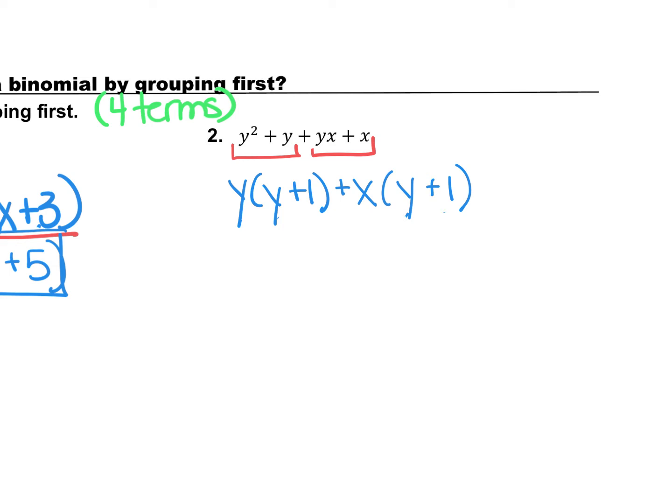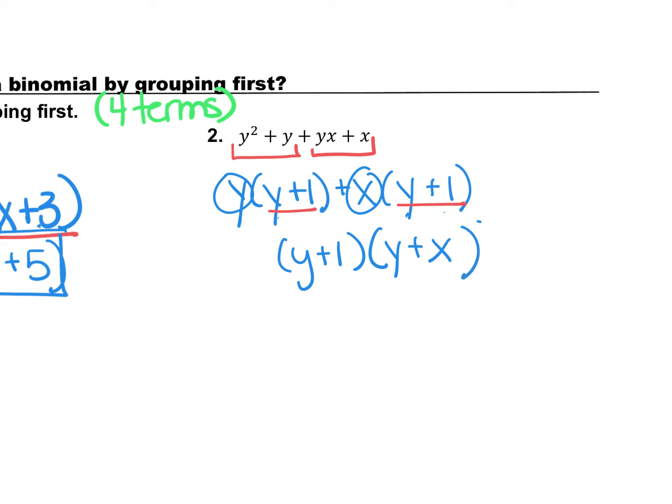All right, so now we're looking for common binomials here. Notice how we have this y + 1 is common. So I'm going to factor that out, and I'm going to get a y + 1 times, and then we've got this y and this x that were multiplied by each one of those. So our factored form then is (y + 1) times (y + x).